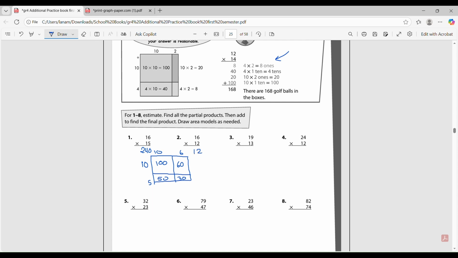Now, if you remember the heart model, in the heart model, first of all, we multiply by the ones, then we multiply by the tens. We will do the same, but the thing is that I will be saying the value. So here, 2 ones, which means 2, multiplied by 6 ones, which is 6. So 2 times 6. This is 12.